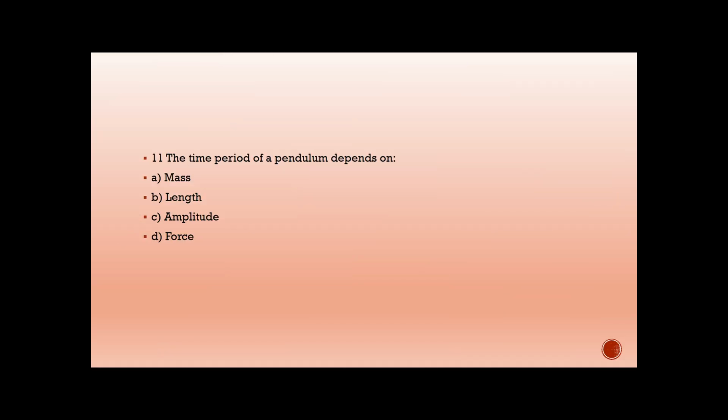The time period of a pendulum depends upon mass, length, amplitude, or force? So the answer is length, because T is equal to 2π√(L/g), depends only on length and gravity. Frequency multiplied by wavelength gives speed, intensity, amplitude, or energy? So the answer is speed, because v is equal to f multiplied by lambda.